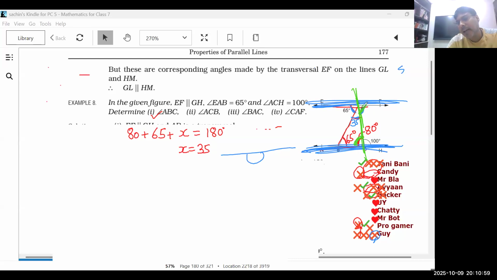What will be the reason, Hacker and Candy? 35 plus 65. No beta, alternate interior. This is the transversal, Zapman already told that. This is transversal, these are alternate interior, so directly you can say it is 80. Understood or not? Yes, sir. Zapman, understood? Yes, sir.